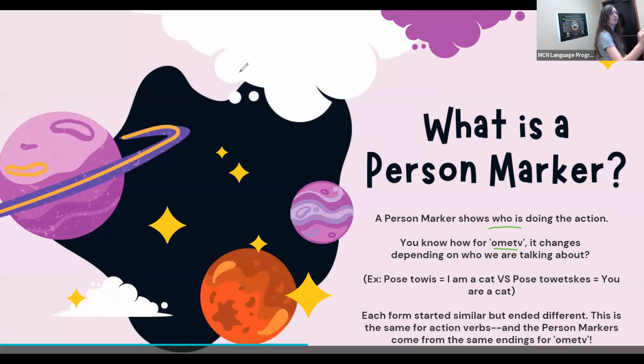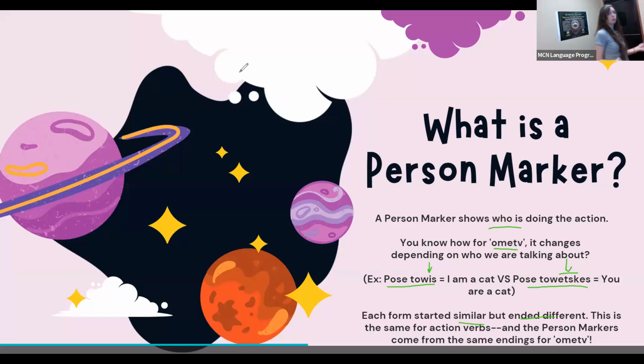So for omida, we know how we changed it, right? Bozi dois, I'm a cat, versus Bozi do whiskies, you are a cat. This I, this it's, those are person markers. We didn't call them that yet, but you've already seen the person markers. We're going to see they're actually rather similar. Each form starts similar, but ends different. That's the person marker. Same for action verbs. The person markers are what make the different things.